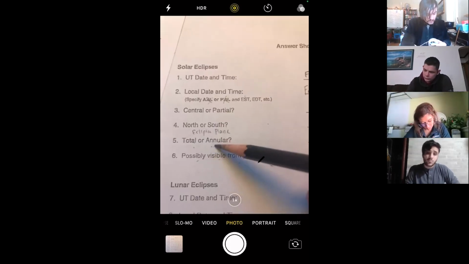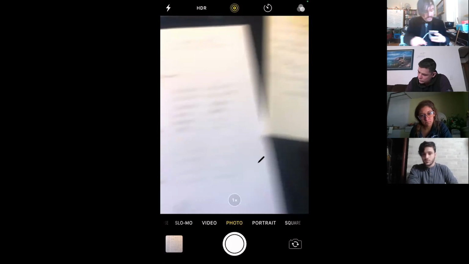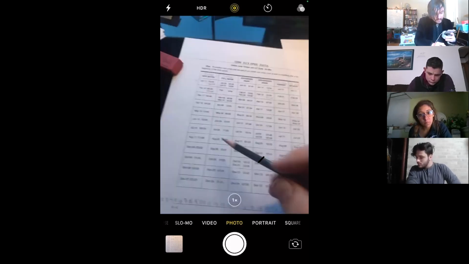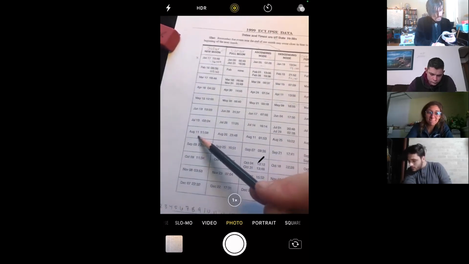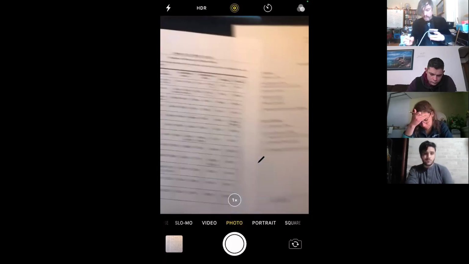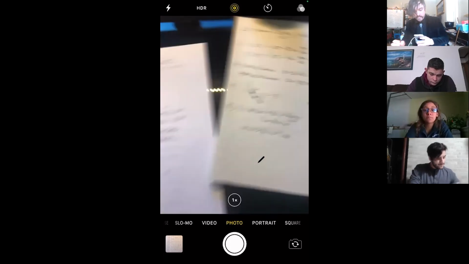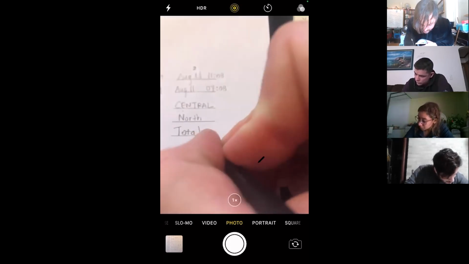Okay, total or annular has to do with whether or not you're 8 days from apogee. Apogee in August was on the 20th. How many days apart from the 11th is that? It's 9 days. So which one are we then? Total eclipse? Yeah, that would have been a total solar eclipse.